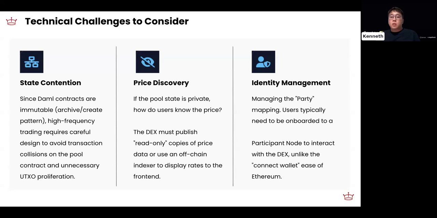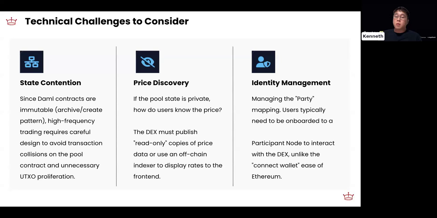Aside from this, for the price discovery side of things, because I said before that privacy is key on Canton Network, if a specific pool state is private, how would users be able to know the price of an LP pair? This is something you need to consider when allowing read-only copies of price data on chain and allowing that to be properly displayed on the front-end UI.